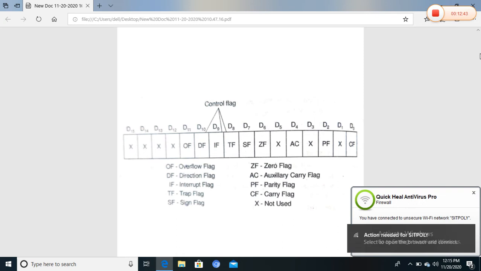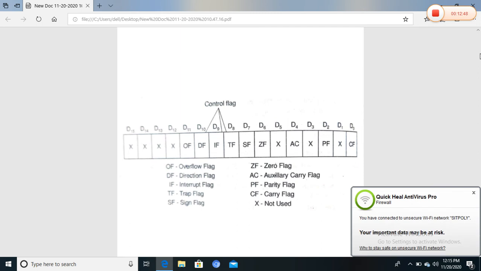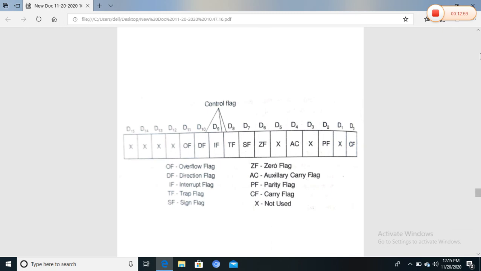And if the result is an odd number, then that parity is odd parity. Then PF is 0 for the odd parity and PF is 1 for the even parity. When PF is 1, even parity is generated. When PF is 0, odd parity is generated.